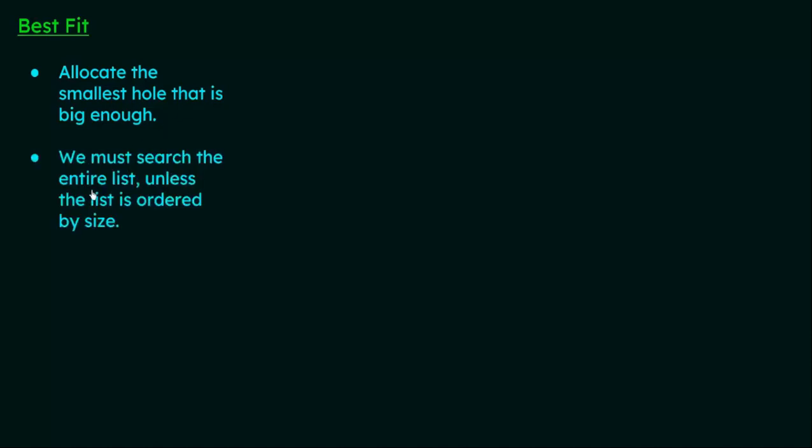So here we must search the entire list unless the list is ordered by size. So in the previous one, we saw that we were just scanning from top to bottom, and whichever we found is fitting, we just put it there. But in this one, we need to search the entire list from top to bottom unless the list is already sorted by size. So we have to search it from top to bottom, and we have to find out which is the best fit for a particular process. So this strategy produces the smallest leftover hole. Okay, so let us take the diagram and try to explain this again.